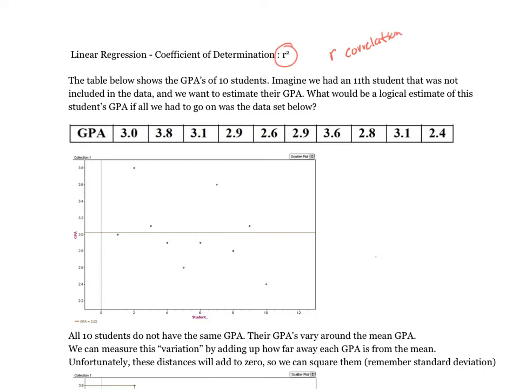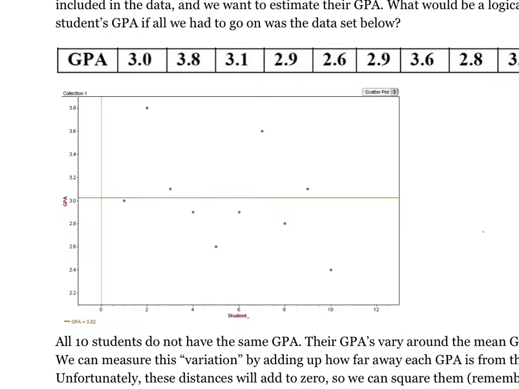But here goes. The table below shows the GPAs of 10 students. Imagine we had an 11th student that was not included in the data, and we wanted to estimate their GPA using the information that we have. What would be a logical estimate of this student's GPA if all we had to go on was the data set below? Well, what I did here is I graphed all the GPAs.